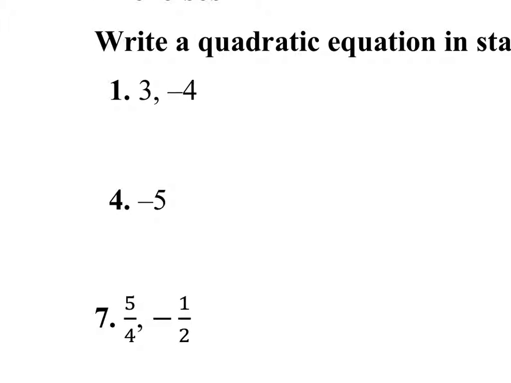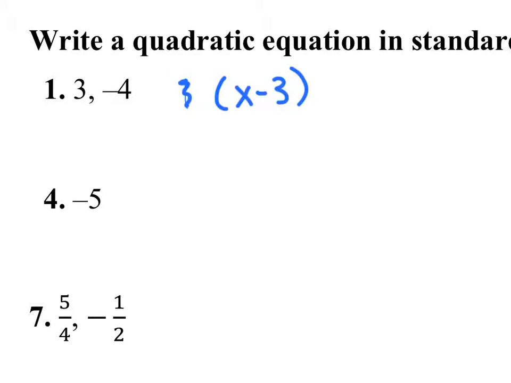So what binomial factor would give me an answer of 3? That would be x minus 3. If I set that equal to 0, then my answer would be positive 3. So it's x minus 3. So that's for the first one. And then what binomial factor would give me an answer of minus 4? That would be x plus 4.